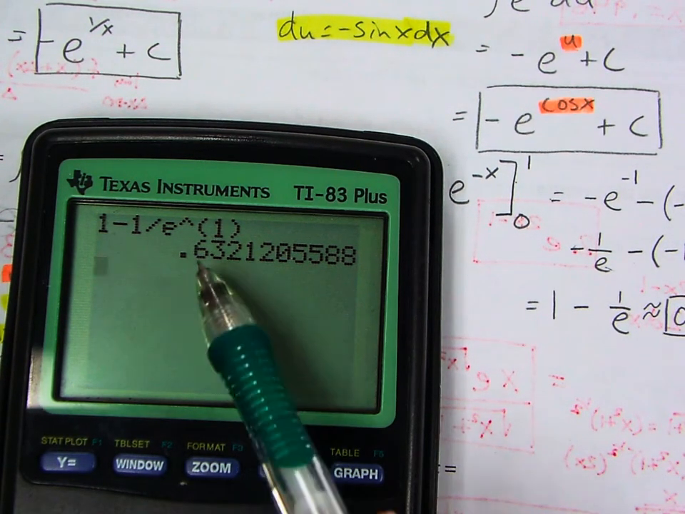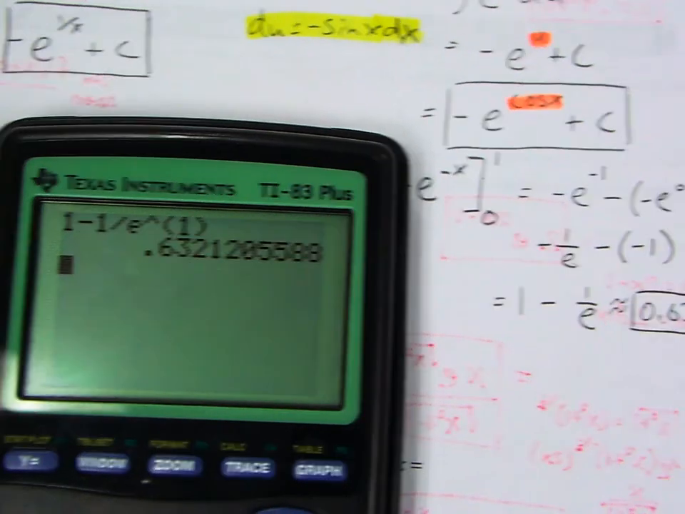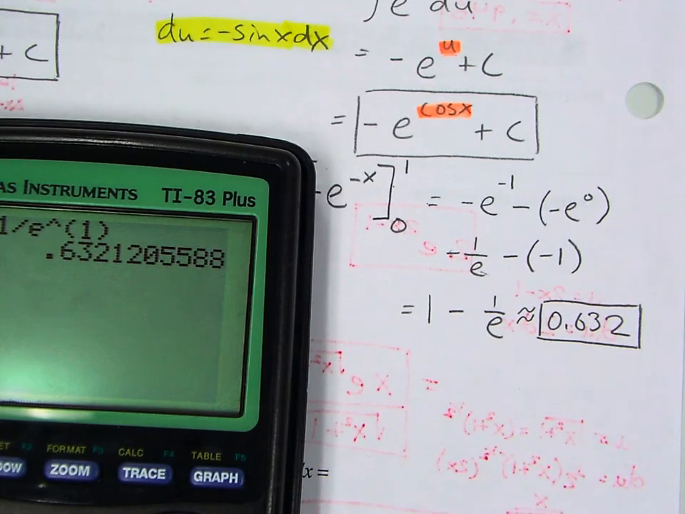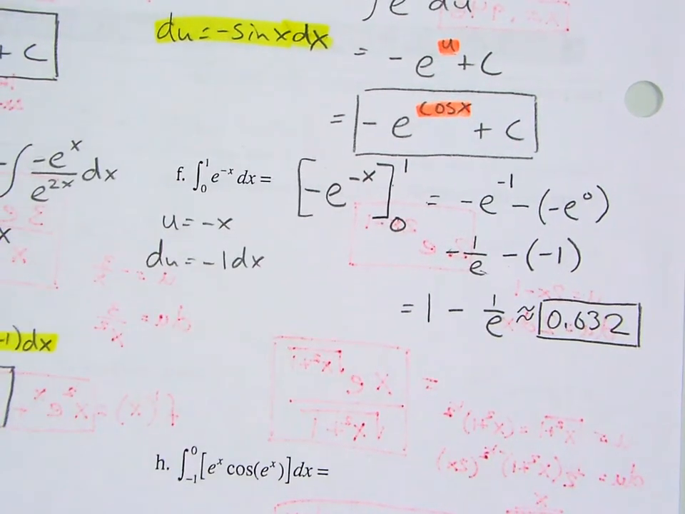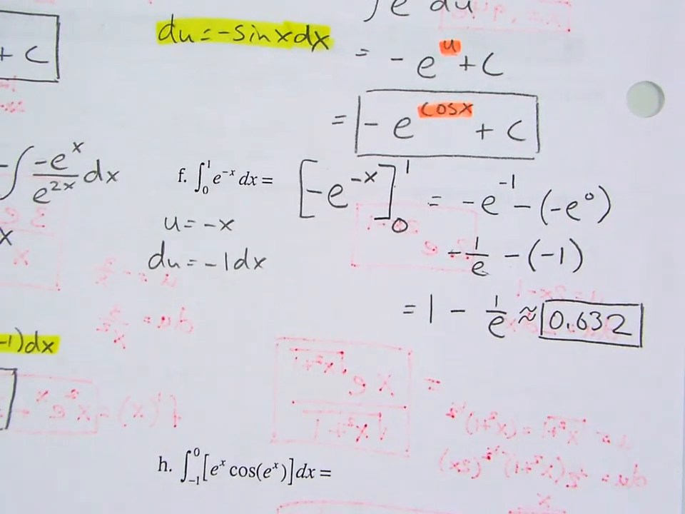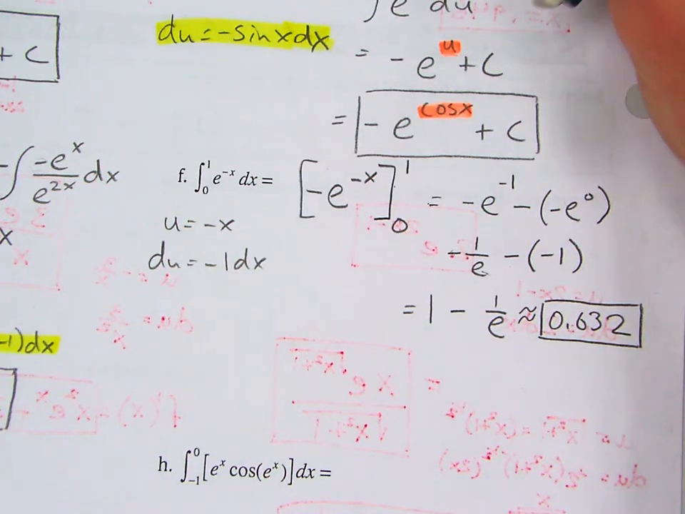And of course you've got to put the first power here to just be e. Okay. Let's move on to letter G.